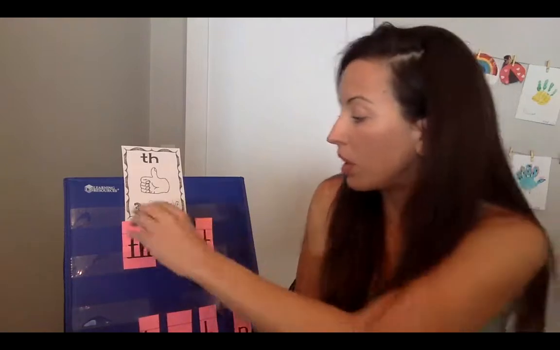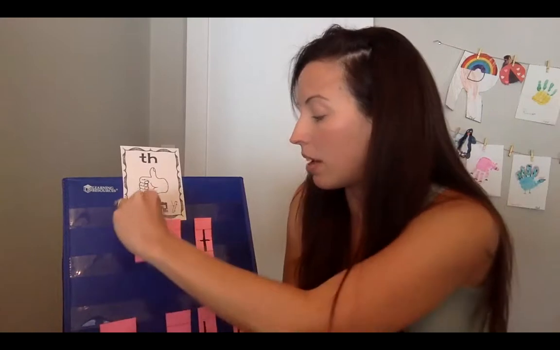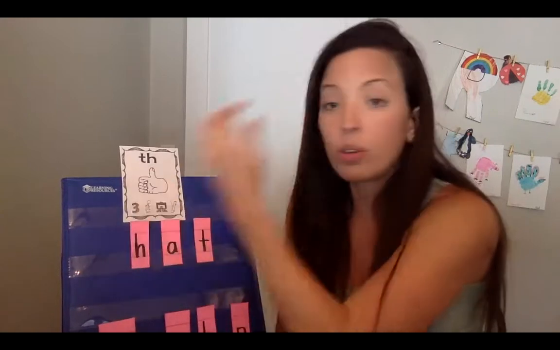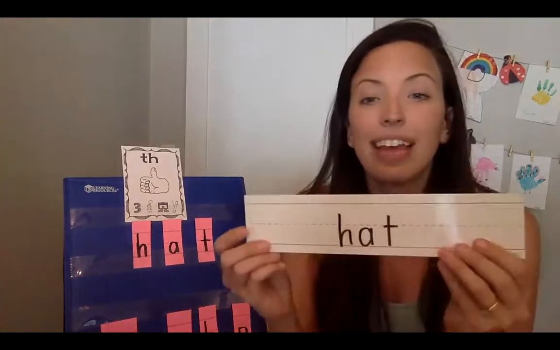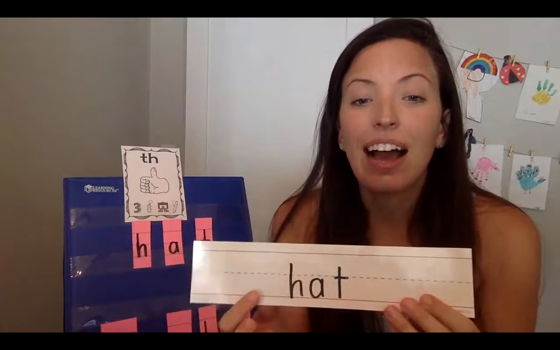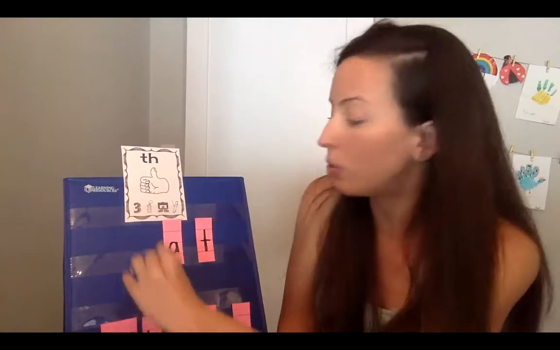The next word, we're going to take away the TH and we're going to put an H at the beginning of the word. So again, if you're using your wipe off board, you can just use your finger to erase the T, and now we have H-A-T. Hat. Good job. And I'm going to change my H to an M.